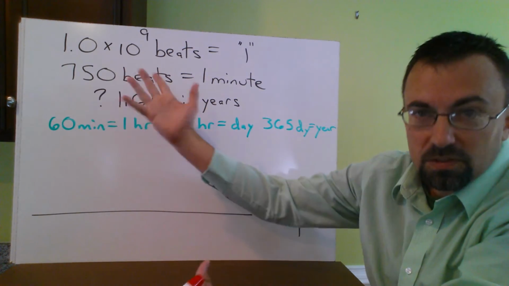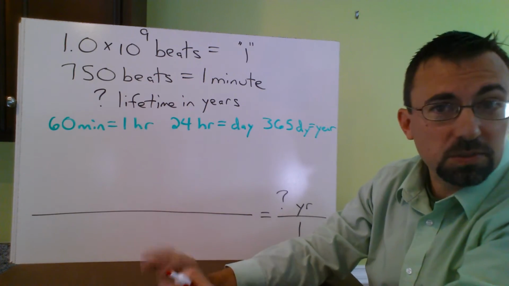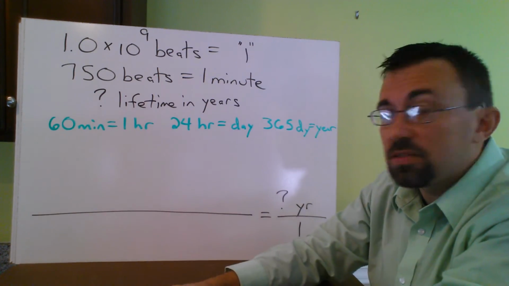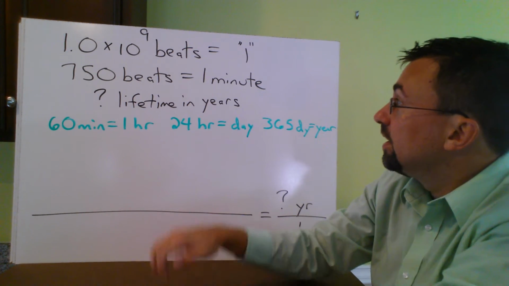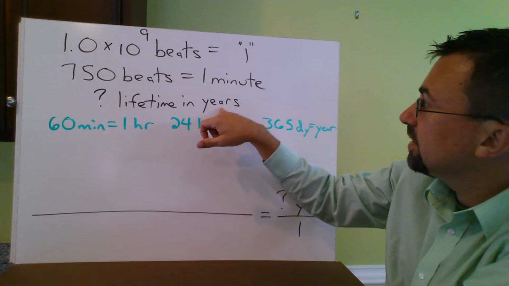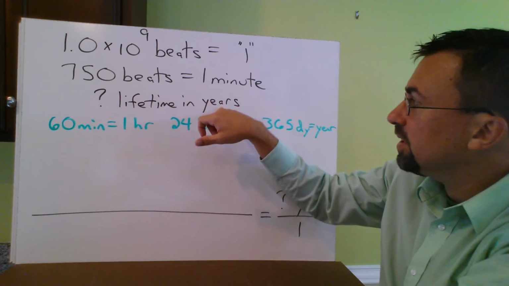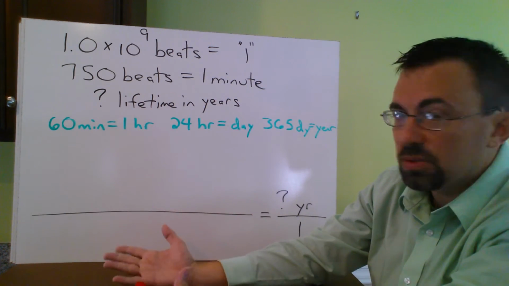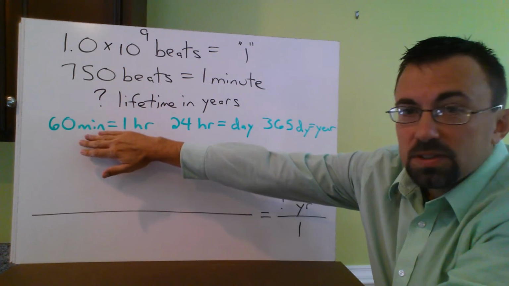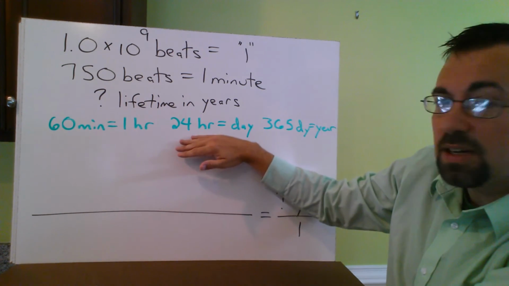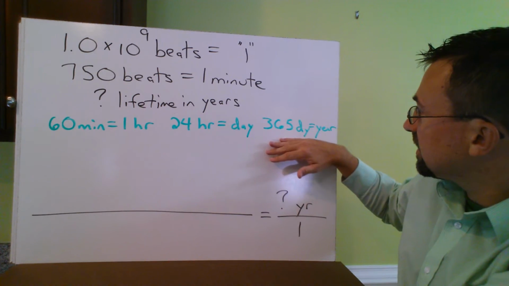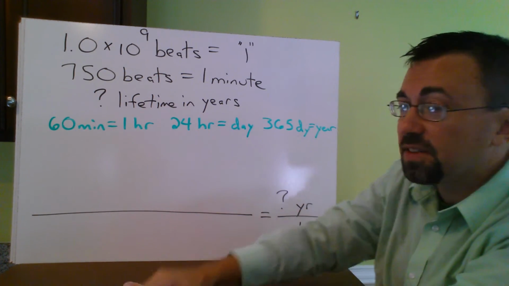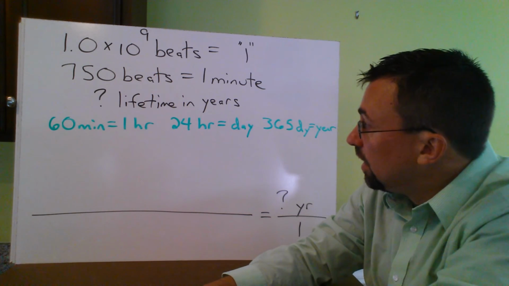So I always use a question mark for what I'm looking for. You want to use X or smiley face or V for victory over math. Whatever you would like to use, that's fine as well. And then since we're looking for time in years, and the only time up here is minutes, we're going to need relationships between years and minutes. So I just went ahead and wrote those down. You probably all know there's 60 minutes in an hour, 24 hours in a day, and 365 days in a year. If you want to be more precise and say 365 and a quarter, that'd be fine as well.